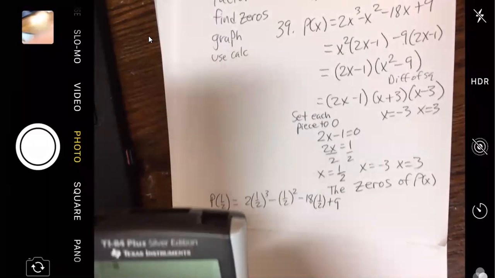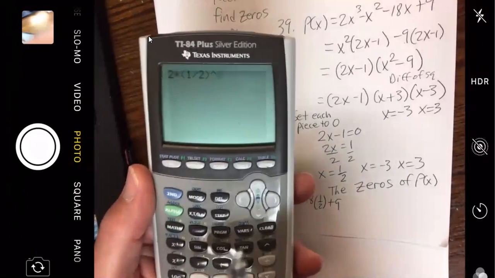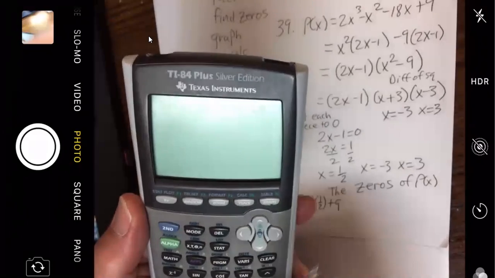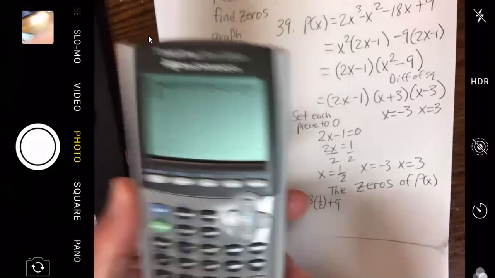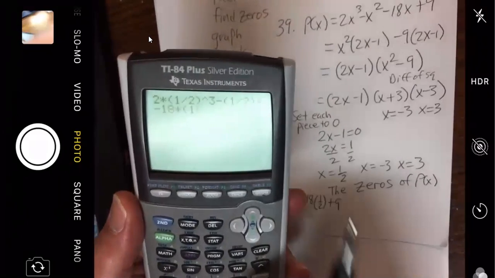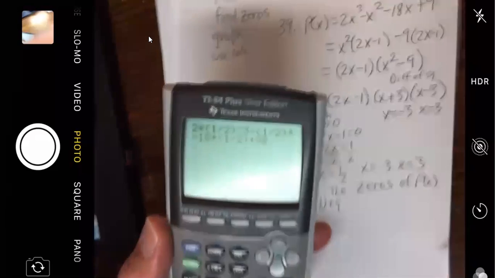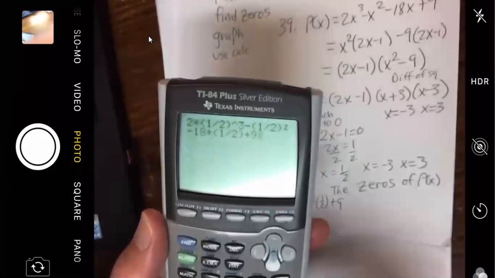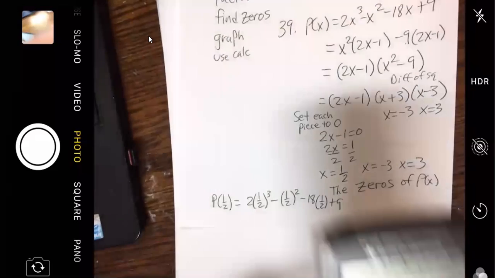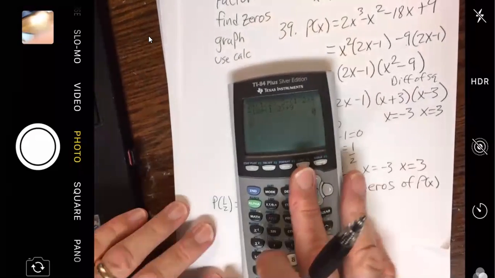Two times parentheses 1/2 to the third, minus parentheses 1/2 squared, minus 18 times parentheses 1/2, add 9. Can I get a drum roll? If we don't get 0, I'm going to quit on the spot. Bingo. Okay, I hope that proves something to you, not just to me.